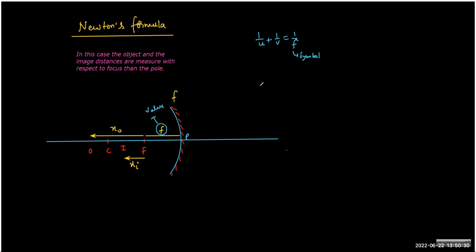So, okay, let's write u. What is u? U is minus F plus xo. I hope this is clear. And this F is the value, just the numerical value. What about the v part? Minus F plus xi. And what is the f part? Which is also minus F. Do you realize this? Because F is the value, and I'm writing it alone, so I have to write it with sign. That has to be done very, very carefully.